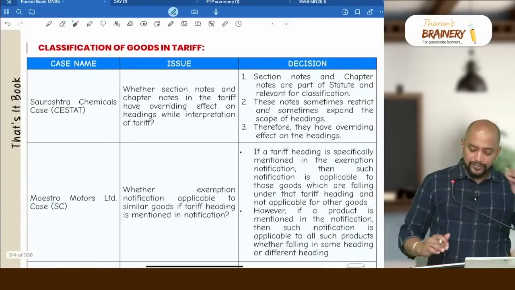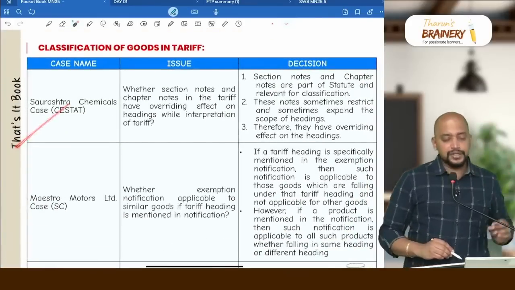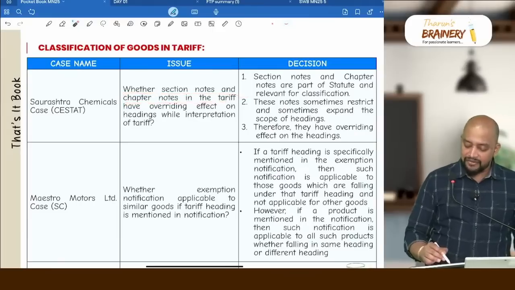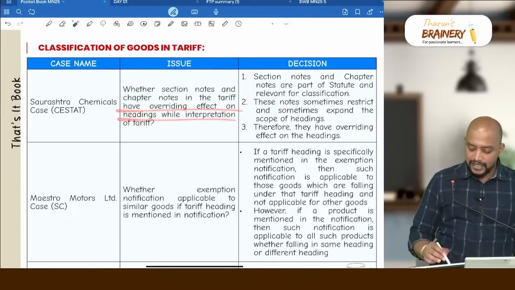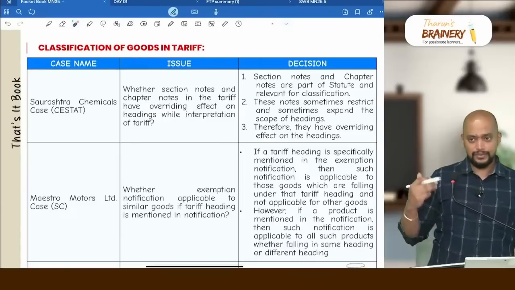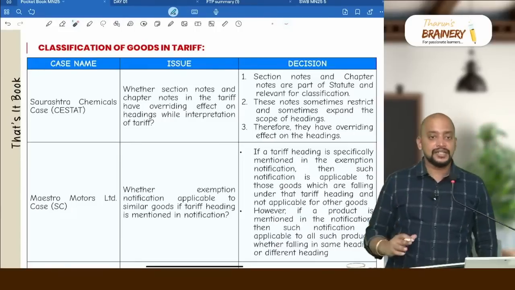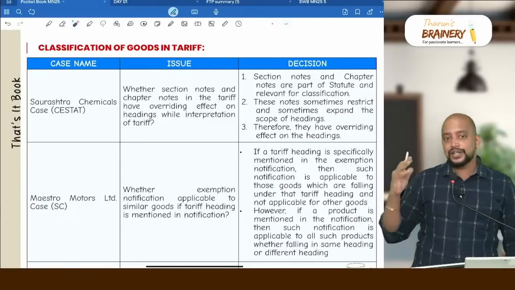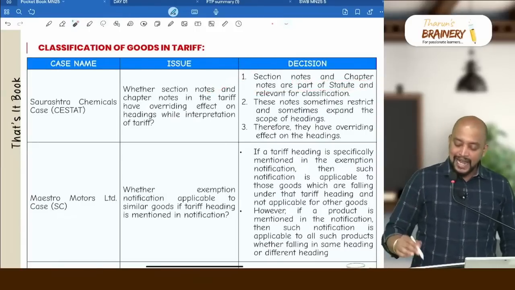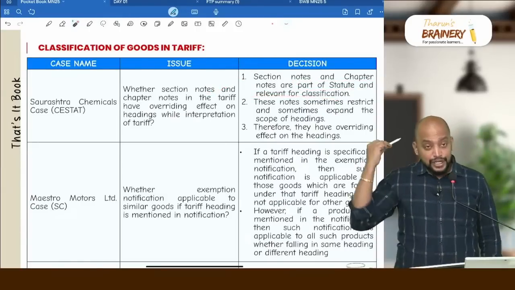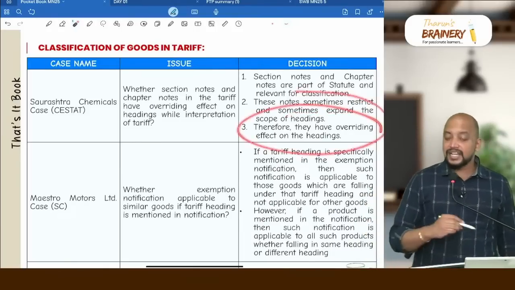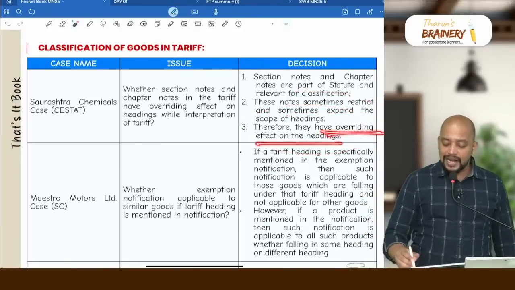Then next, classification of goods. In the Saurashtra Chemicals case, the question is whether section notes and chapter notes in the tariff have an overriding effect on headings while interpreting the tariff. Yes, that's what Rule 1 also says. Rule 1 says the headings are for reference. We need to classify based on section notes and chapter notes. Section notes and chapter notes are part of the statute and relevant for classification. These notes sometimes restrict and sometimes expand the scope of headings, and they will always have the overriding effect on headings.